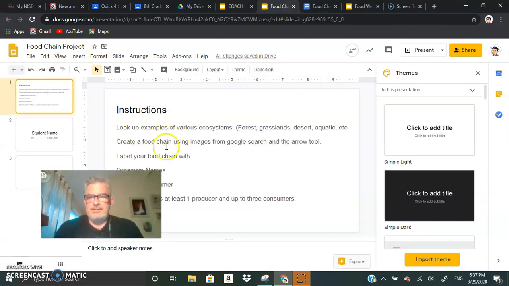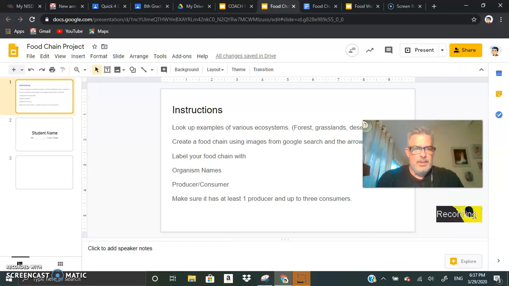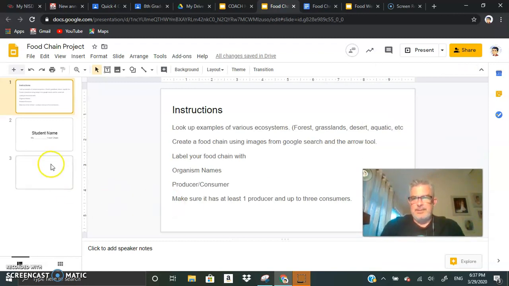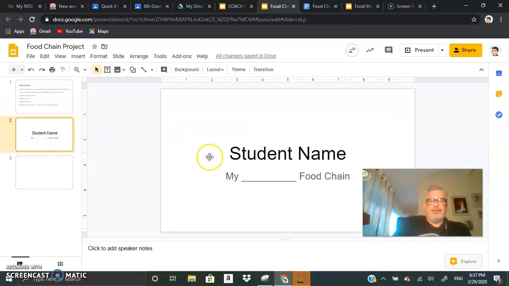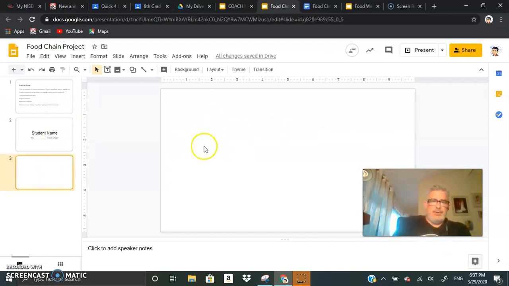The project looks like this. This is what you're going to get. You're going to have the instructions here, like this. Let me close this theme over here. So you're going to get the instructions like this. You're going to get a title page. So put your name in there, and you're going to pick a different ecosystem. So forest, grasslands, desert, aquatic, any ecosystem you want. And then on this blank page, you're going to create a food chain. Okay, not a food web, a food chain.